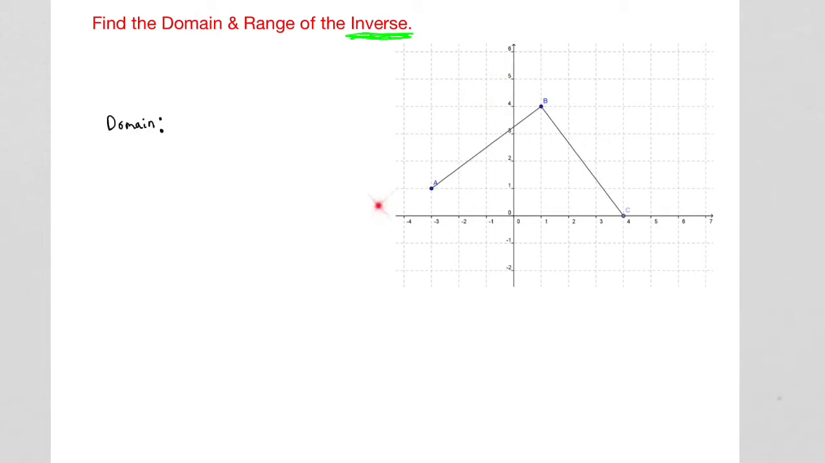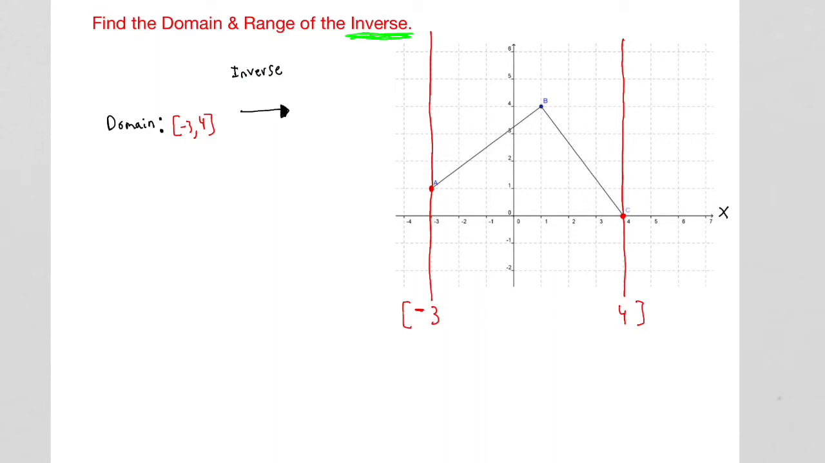For domain, I have to scan from left to right, and I'm paying attention to the x-axis here. I can see that the endpoints are going to be right here at this point and right here at this point. So let me go ahead and place the boundaries here. Here is the lower bound of -3, and then right here is the upper bound of +4. We have closed circles on both, so we're going to use brackets here. So my domain is going to be from -3 to +4.